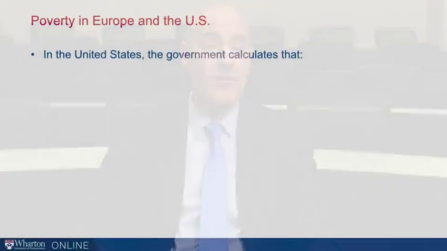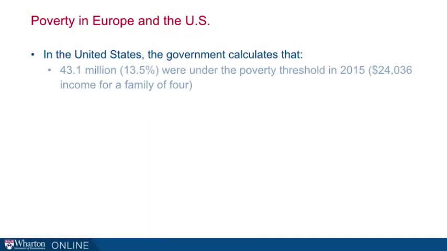Now, as I just mentioned, poverty is on the increase in Europe and in the United States. In the United States, the government calculates that there are about 43.1 million people under the poverty threshold as of the year 2015. The poverty threshold is defined in the United States as income for a family of four that is below $24,036 for the year. Those 43.1 million people represent about 13.5% of the total population in the United States.